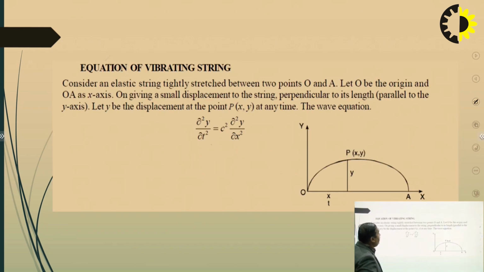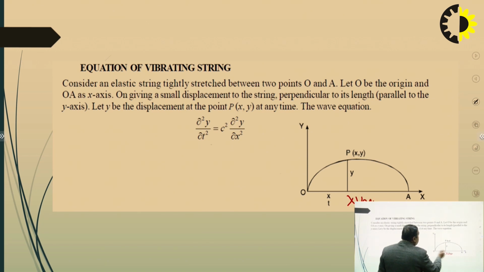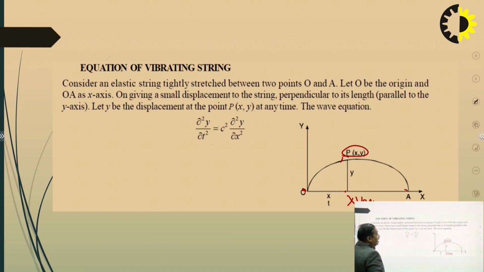Now let us take the vibrating string. The string is shown in the figure. OA is the x-axis and this is the y-axis. Consider an elastic string tightly stretched between two points O and A. O is the origin and OA is the x-axis. Giving a small displacement to the string, P is the position of the displacement at any point, at any time.